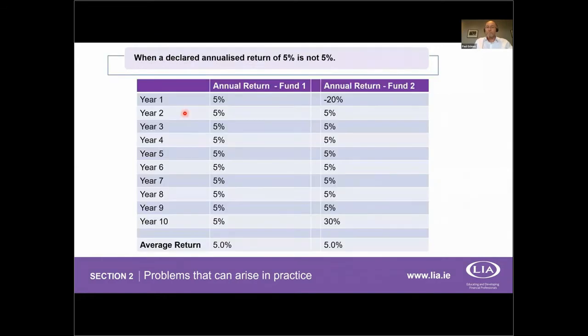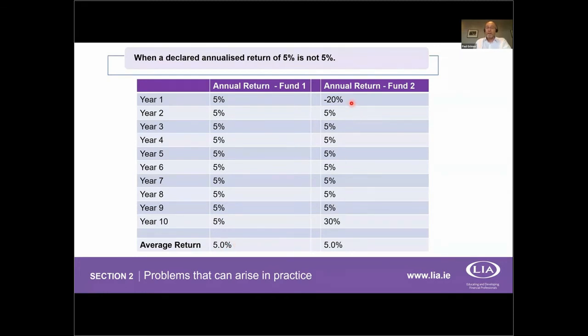Okay, so to my next example, when is a declared annualized return of 5% not 5%? Okay, so let me give you two funds and their performance over a 10-year period. So on the left we have Fund 1, which generates a 5% return each year over the 10 years. And so my average return in percentage terms is 5% over that 10-year time frame.